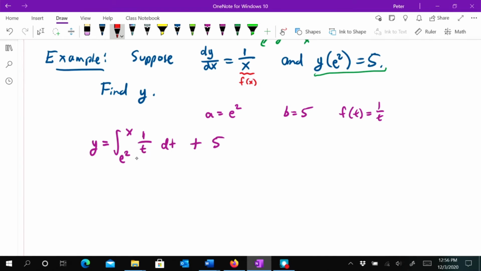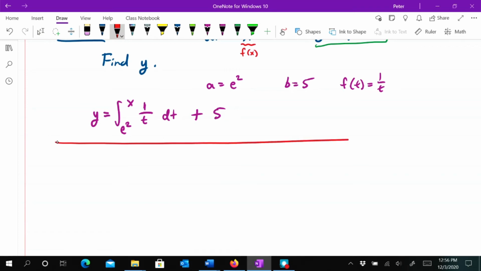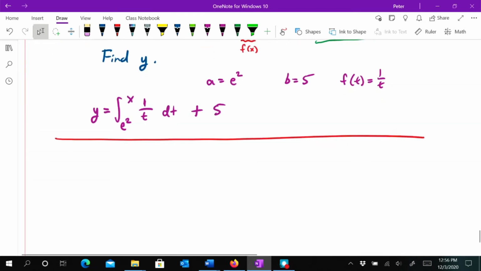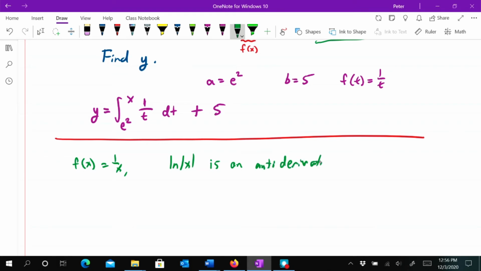Okay, now let's verify that this actually gives us the same answer that we would get if we had solved this the old way. Suppose I was simply given this problem and I didn't know this technique, and I would have solved it the other way. So I would say f of x equals 1 over x. ln absolute value of x is an antiderivative of 1 over x. And then I'd say, therefore, ln of x plus c has to equal 5 when x equals e squared.